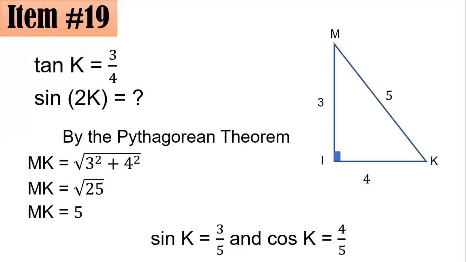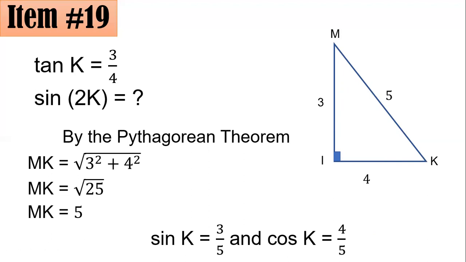And we could see from here that sine K is 3/5. Why 3/5? If this is K, remember that sine is opposite over hypotenuse. So that's 3 opposite, 3 over 5 hypotenuse. So sine K is 3/5. And cosine K is adjacent over hypotenuse. So we have adjacent 4 over 5 as our hypotenuse.